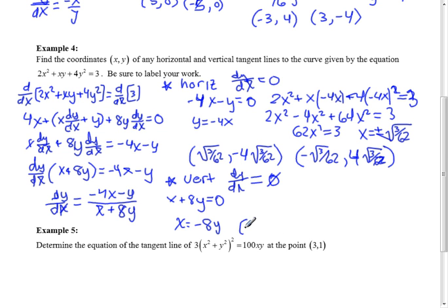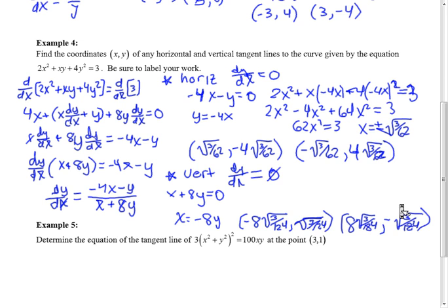And at the end, I believe you should get negative 8 times the square root of 3 over 124, comma, square root of 3 over 124, and the other point would be positive 8 times the square root of 3 over 124, and negative square root of 3 over 124. Okay, so you should be able to finish that one out, just simple algebra.